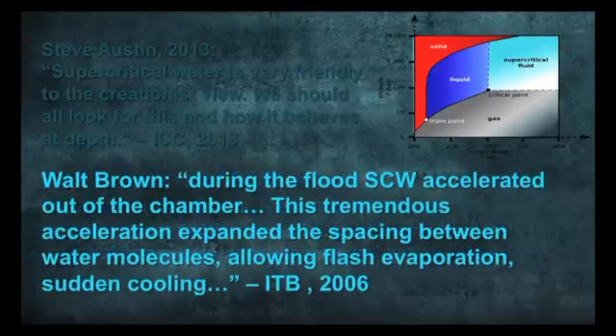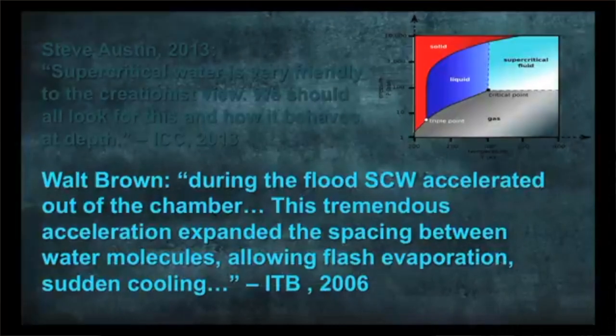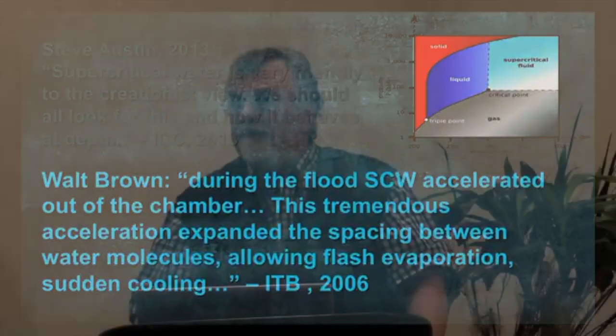This is Walt Brown, 7 years earlier, in his book, In the Beginning, on his website. During the flood, supercritical water accelerated out of the chamber. This tremendous acceleration expanded the spacing between water molecules, allowing flash evaporation, sudden cooling, and erosion, and so on. So where does all the water come from to bury the mountains? The water comes from under the crust.